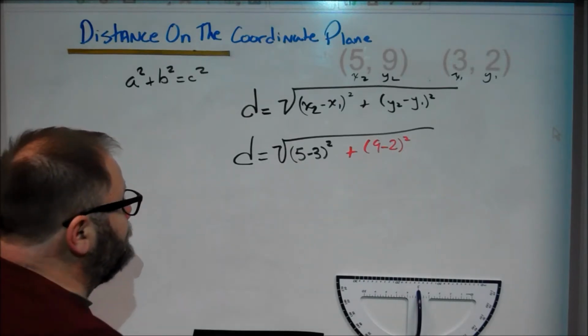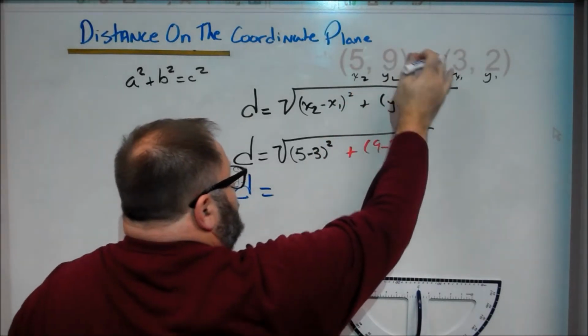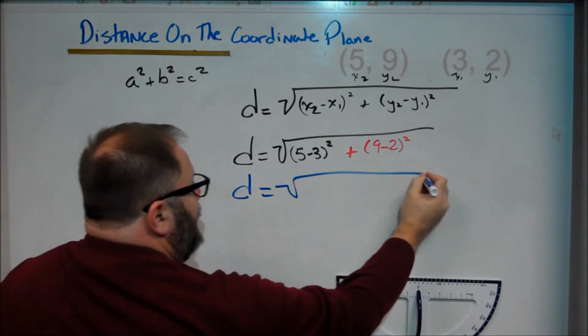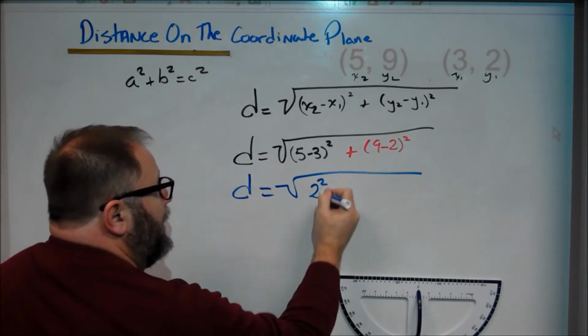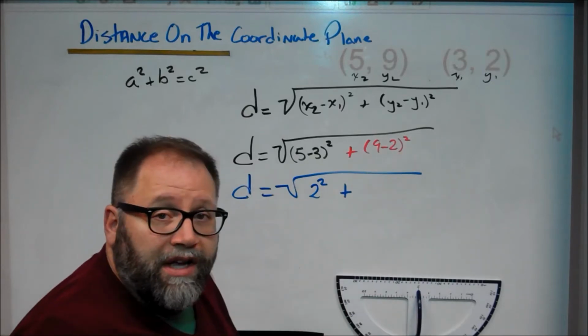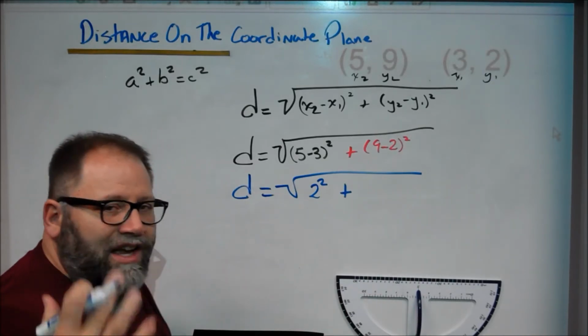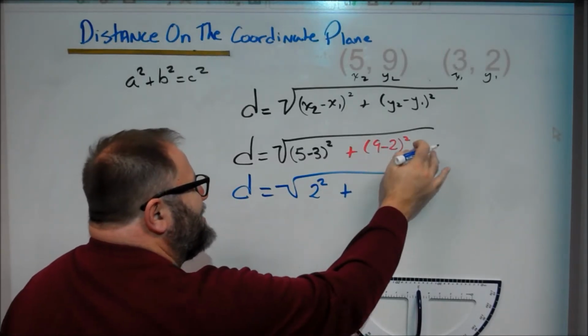We'll go down a level. We'll say the distance between those 2 points is the square root of 5 minus 3 is 2. So I've got 2 squared plus 7 minus 2. 9 minus 2 is 7. I said the answer there in the question. Good job, me. 9 minus 2 is 7.